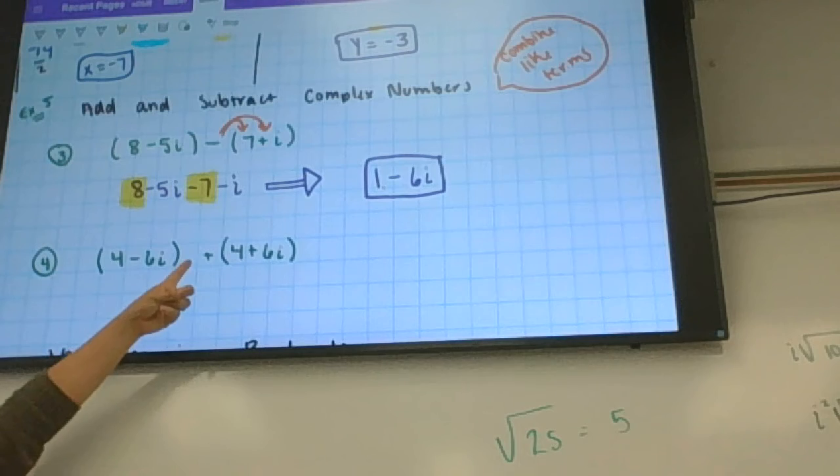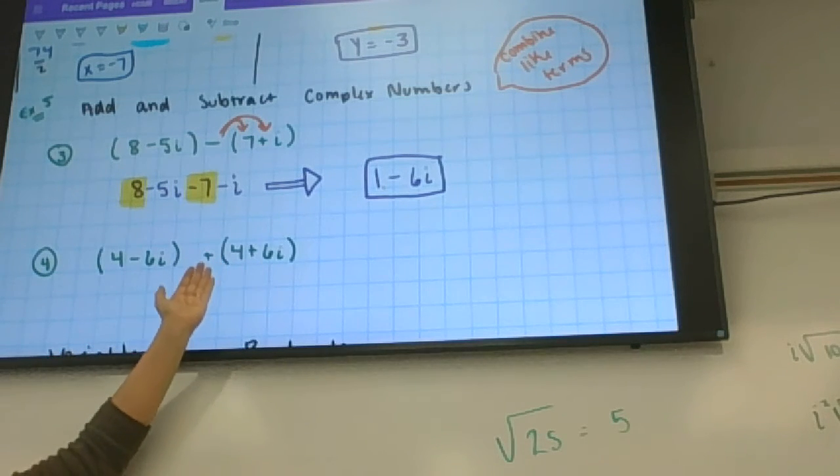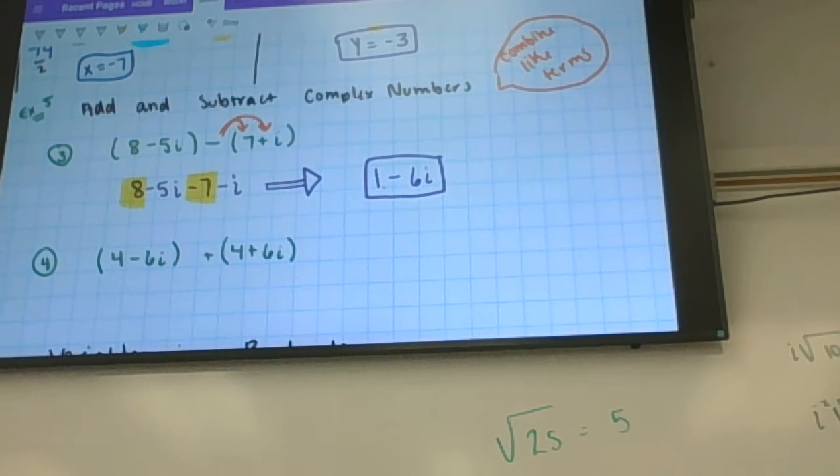So when you're adding, you don't have to distribute anything, like multiplying by +1 doesn't change anything, so you can just drop those parentheses and combine like terms. It's going to be 8. 4 and 4 make 8. -6i plus 6i cancel. So it's just 8.